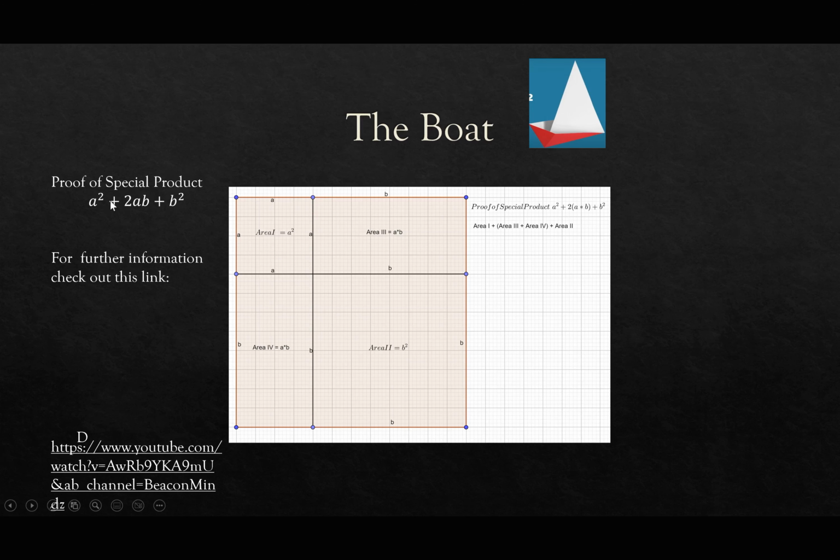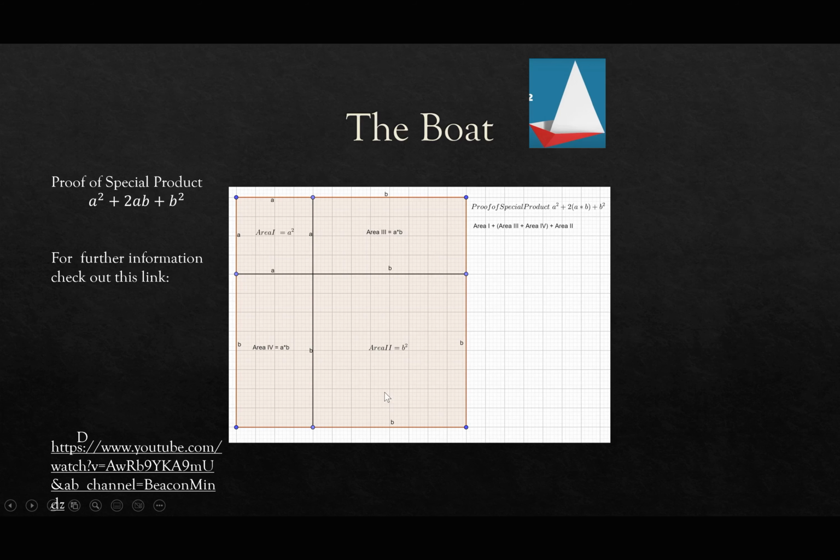The boat is the other special product where we have a plus b squared, and this one is a little bit easier not only to fold but also to describe. The product of the special proof, you could see it just in the areas alone. So area 1, which is a squared, plus two areas, which are area 3 and 4, or the ABs, so how we end up with 2ab, and then plus, lastly, the area b squared.